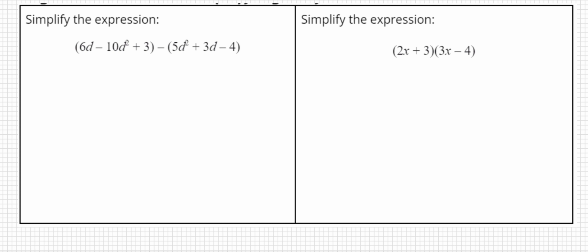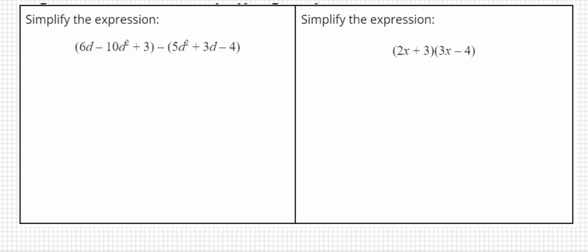These are the video notes for simplifying polynomial expressions. Starting with the first example on the left, we have the expression 6d minus 10d squared plus 3, and all of that minus the expression 5d squared plus 3d minus 4.